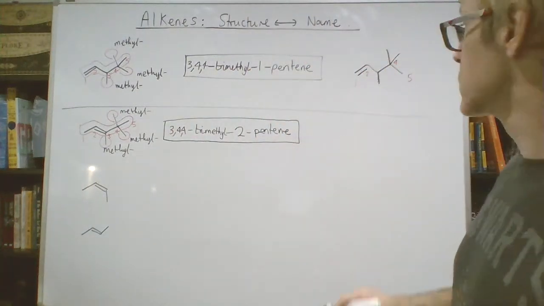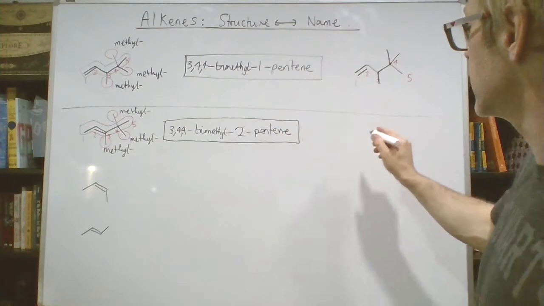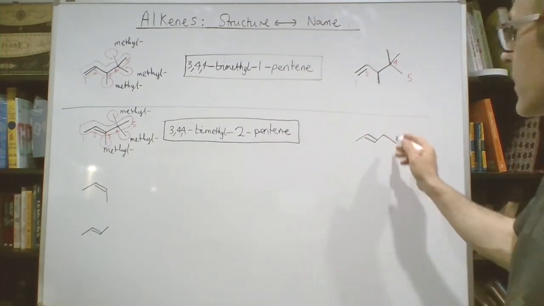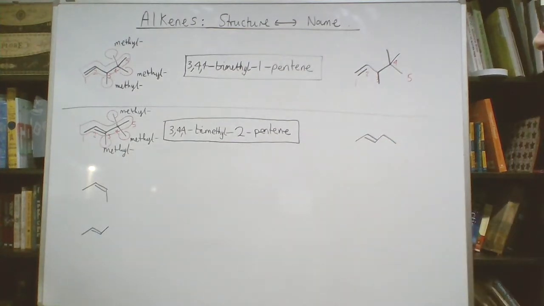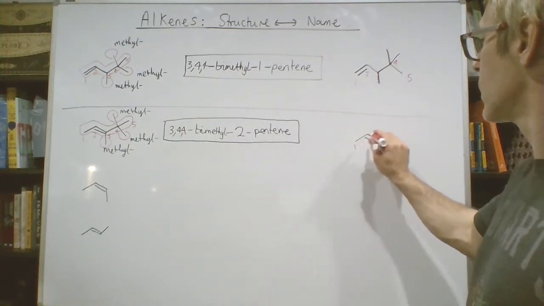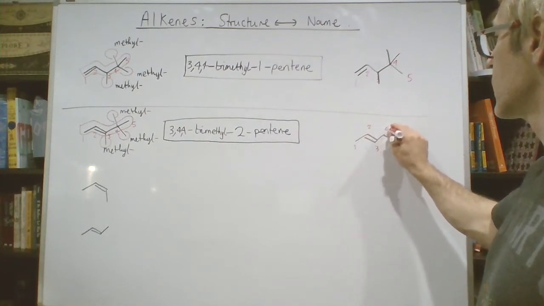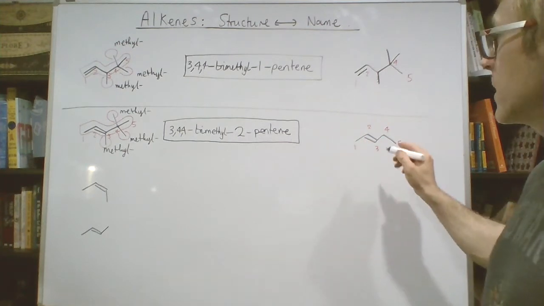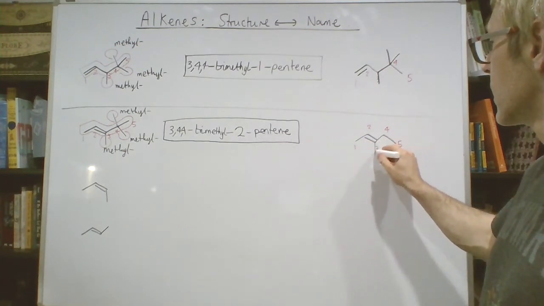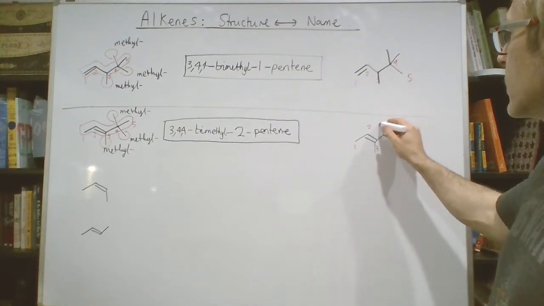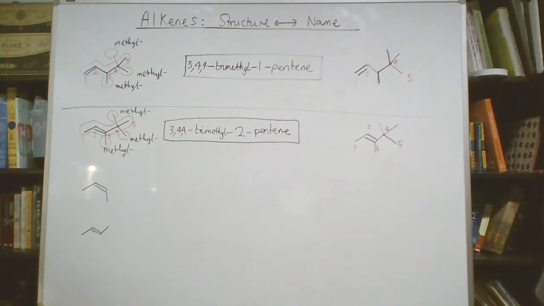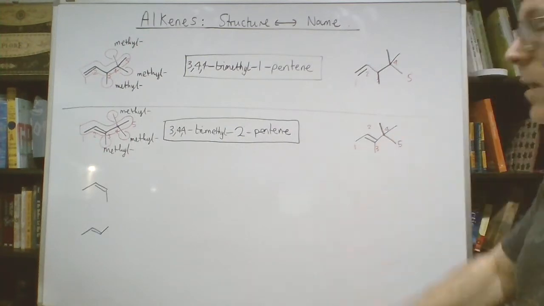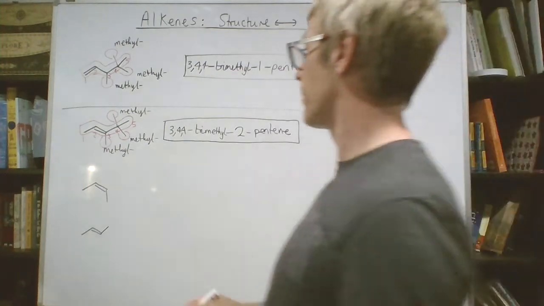Let's go ahead and see if we can get the structure from the name. So 2-pentene: 5 carbons, double bond between carbons 2 and 3. Number them, 1, 2, 3, 4, 5. On carbon 3, I have a methyl. And on carbon 4, I have 2 methyls. So that we have our skeletal structure constructed back again from the nomenclature, or the name.